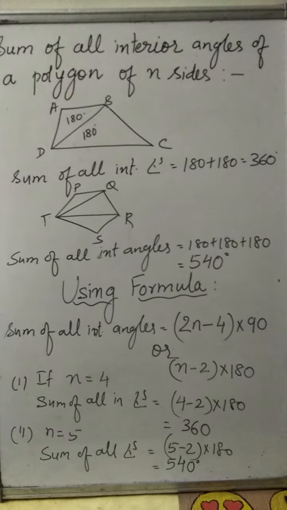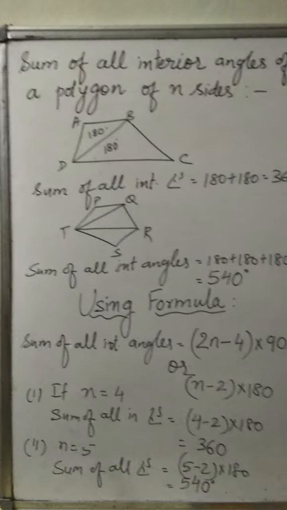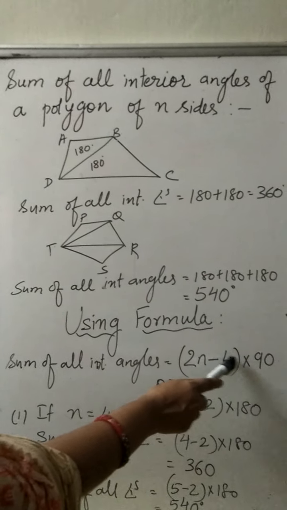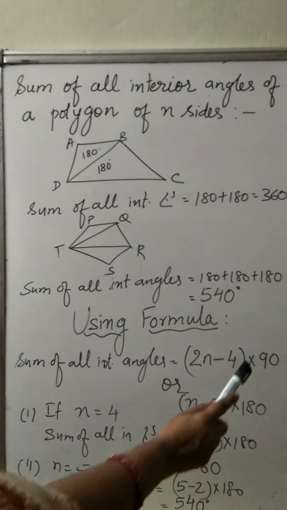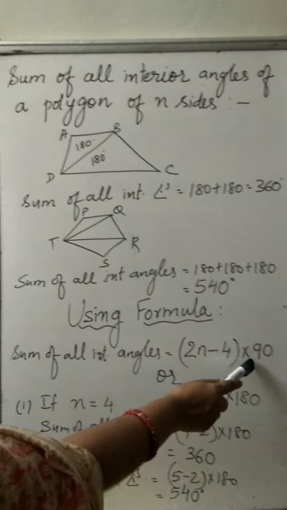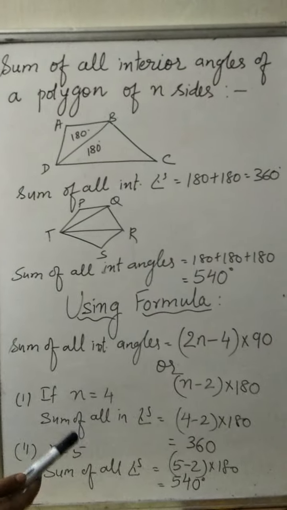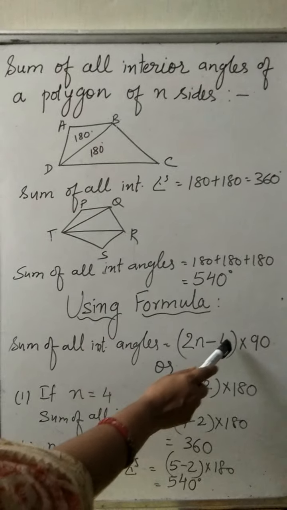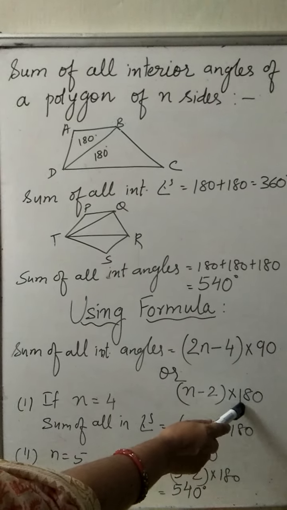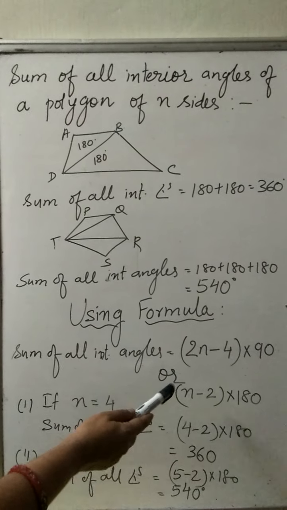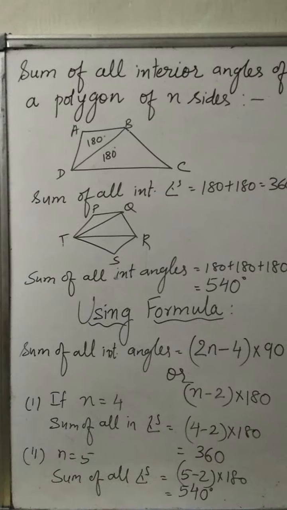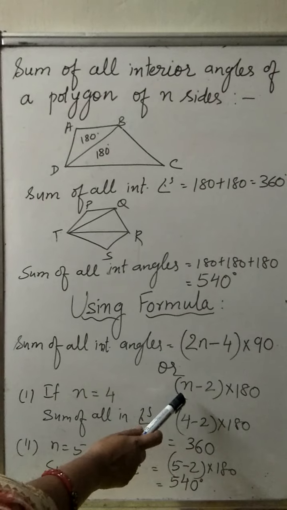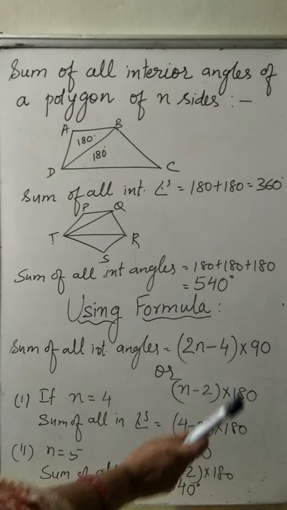The formula given in your book for the sum of all interior angles of a polygon is 2n minus 4 into right angle. You can write a right angle also as 90 degrees. Or if you take 2 common, it becomes n minus 2, and that 2 multiplies with 90 to give you 180 degrees. So it is the same formula, written in another way, which will be easier for you to understand, that is n minus 2 into 180 degrees.